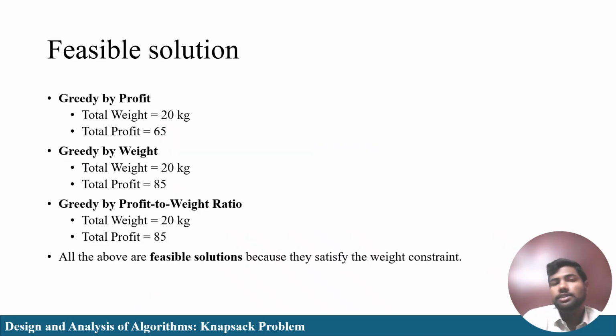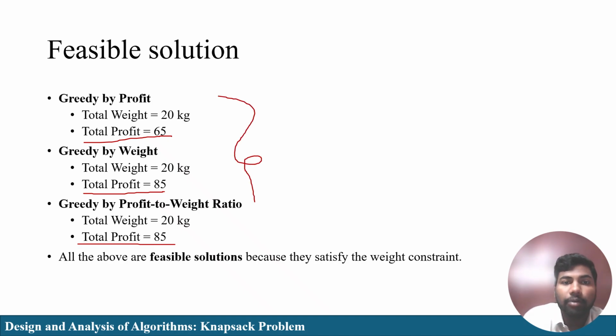These are the three feasible solutions that we got from three greedy approaches. From greedy by profit, we got a total profit of 65. From greedy by weight, we got a total profit of 85. And by greedy by profit to weight ratio, we got a total profit of 85. So we have to select an optimal solution, that is nothing but a solution with maximum profit.